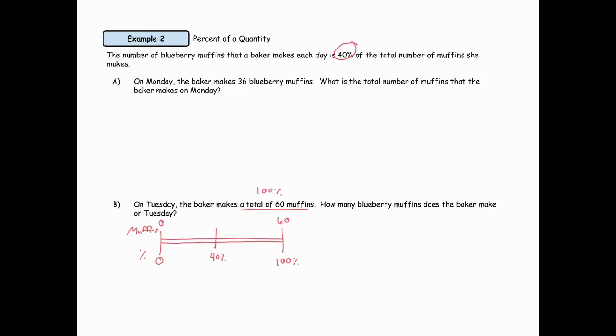Now what we have to do is figure out how we can break down this ratio, 60 to 100, so that we can find 40%. So if I divide 100% by 5, I end up getting 20%. If I divide 60 by 5, I now have the ratio of 12 to 20%. From there, we can build it up. 20% times 2 is 40%. 12 times 2 is 24. This means that 24 of the total 60 muffins are blueberry, because 40% of all the muffins are blueberry.